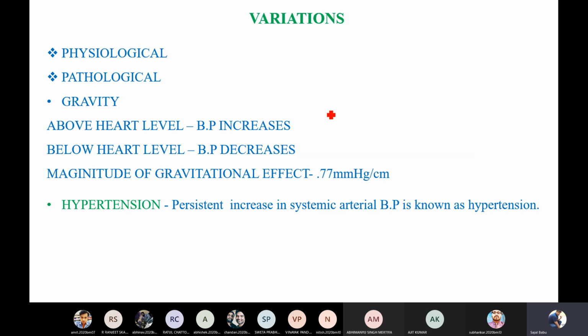Now let us see what are the factors that affect the variations. The first factor will be physiological factors, and then pathological factors. We cannot avoid these, because physiological and pathological factors are related to the human subject, and we cannot avoid them.